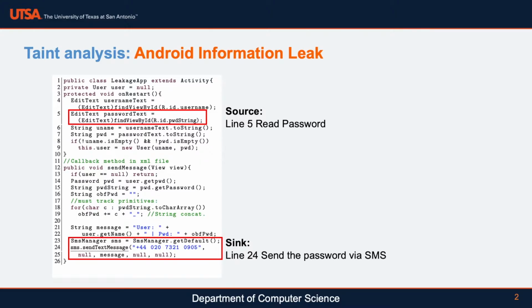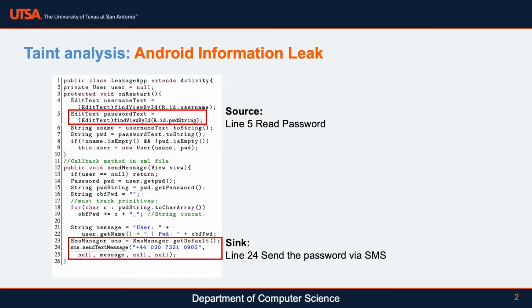This is an example from an Android application where at line 5 we have the source data, where the program gets the user's password from the GUI input box, where the user might input their password when they try to log in. Then the password is saved in a string, and this password string is saved into object user. The second method, send message, is a callback method which can be triggered when the user clicks the button on the screen.